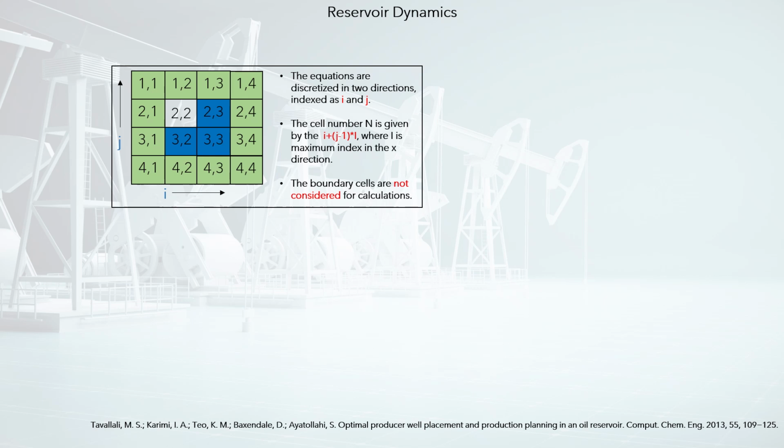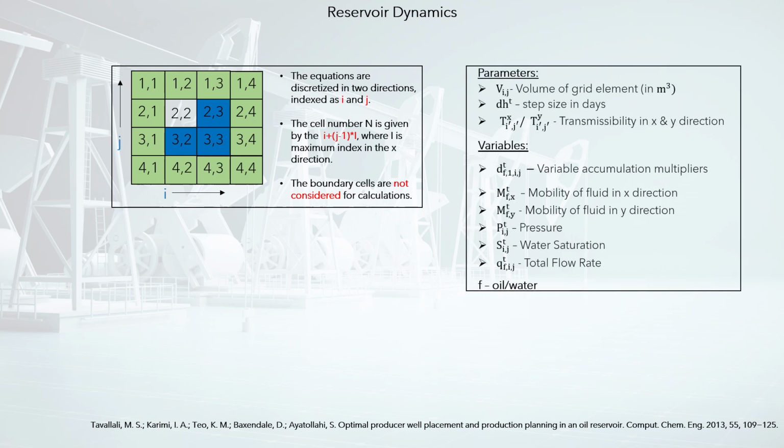The equations are discretized in 2 directions, indexed as i and j. The cell number n is given by (j minus 1) multiplied by I, plus i, where I, capital, is the maximum index in the x direction, and the boundary cells are not considered for calculations. The parameters of the model are volume of grid element in cubic meters, step size in days, and transmissibility in x and y directions. The variables calculated by the model are variable accumulation multipliers, mobility of fluid in x direction, mobility of fluid in y direction, pressure, water saturation, and total flow rate.